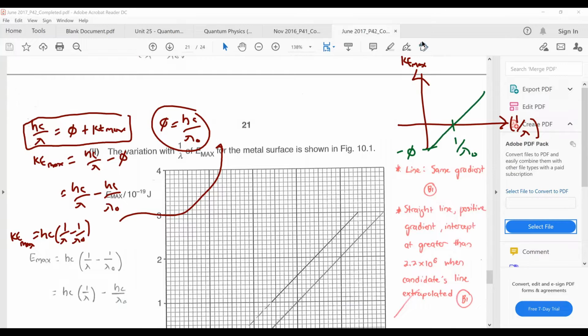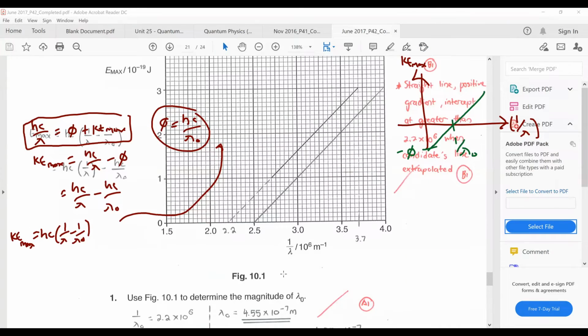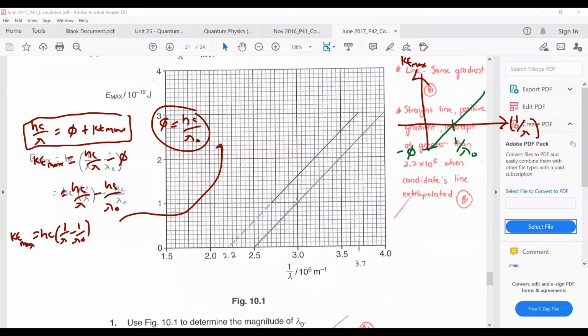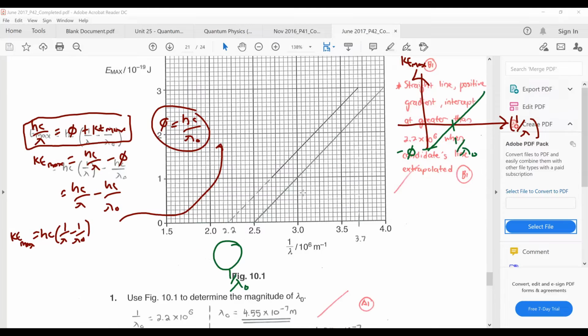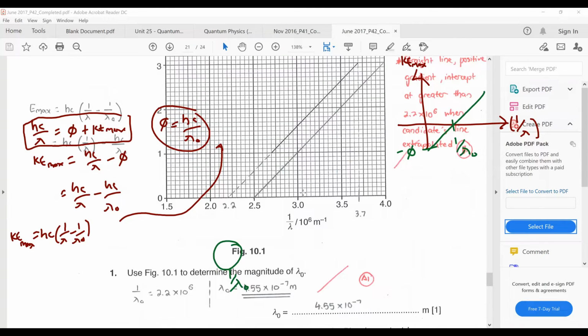So the question now asks you to find out what is the magnitude of lambda naught here. For the line that you have, you notice that they didn't extend it all the way. You're supposed to extend it all the way and then find out the x-intercept. This part here is 1 over lambda naught. You notice the value is 2.2. So 1 over lambda naught is 2.2 times 10 power 6. Go and find out your lambda naught from there.